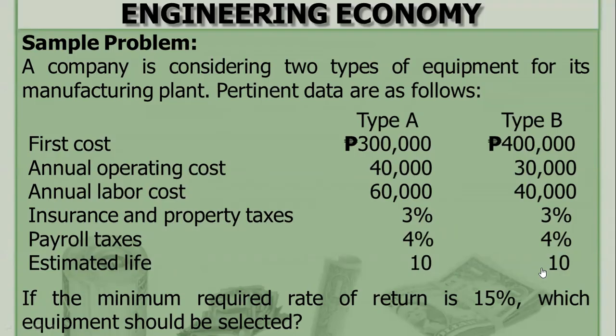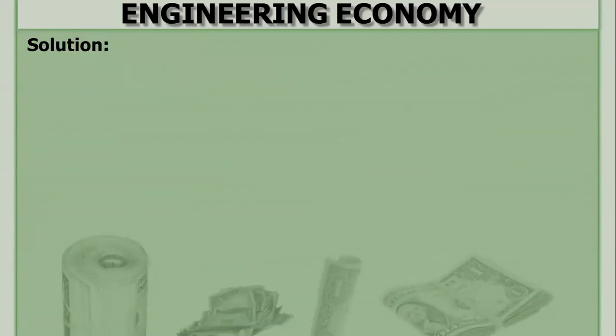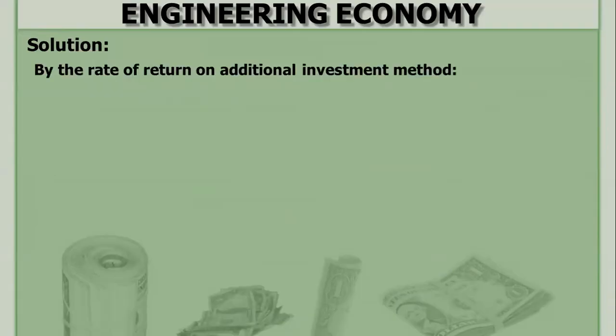So when you use the present worth method, it is a single cash flow only. A single lifespan, since they are the same, in a single cycle. One cycle only. 10. Now, if the minimum required ROR is 15%, which equipment should be selected? A or B? First is by the rate of return on additional investment method.